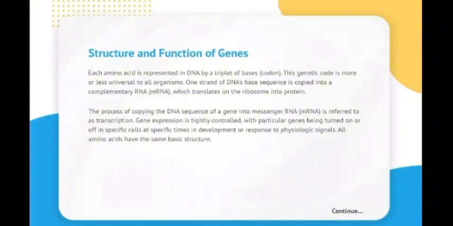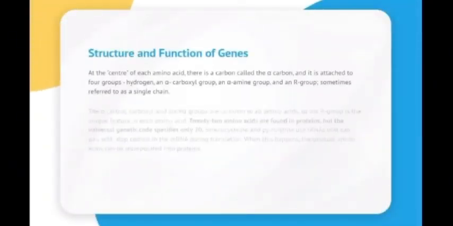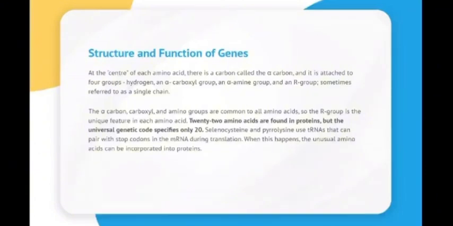All amino acids have the same basic structure. At the center of each amino acid, there is a carbon called the alpha carbon, and it is attached to 4 groups: hydrogen, an alpha carboxyl group, an alpha amine group, and an R group, sometimes referred to as a side chain. The alpha carbon, carboxyl, and amino groups are common to all amino acids, so the R group is the unique feature in each amino acid.